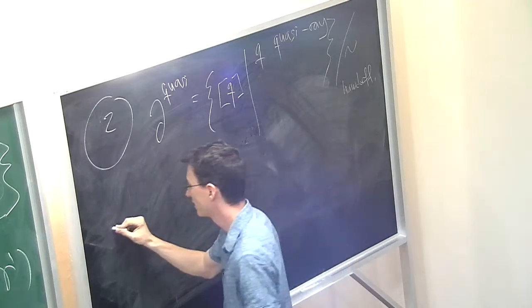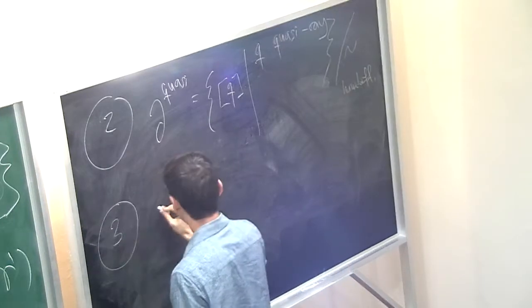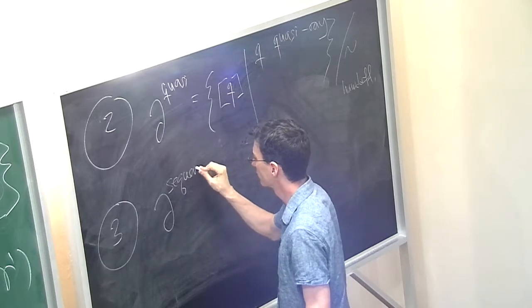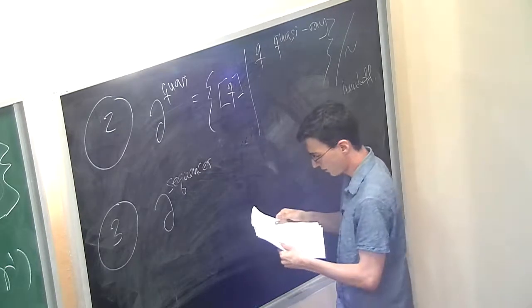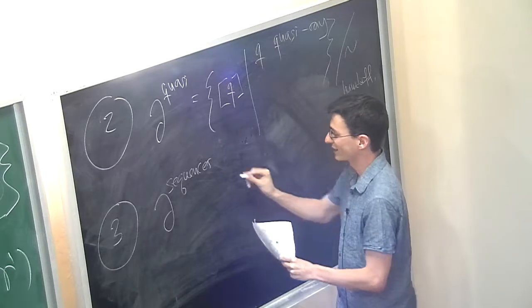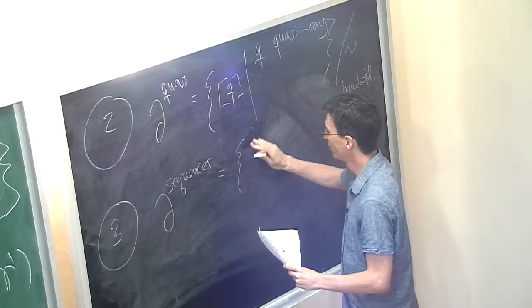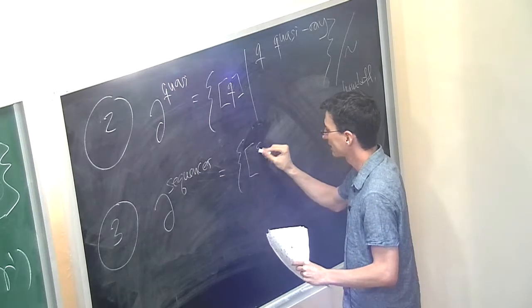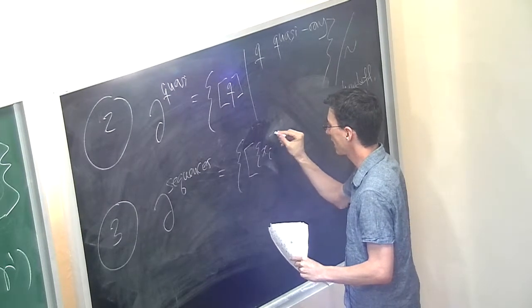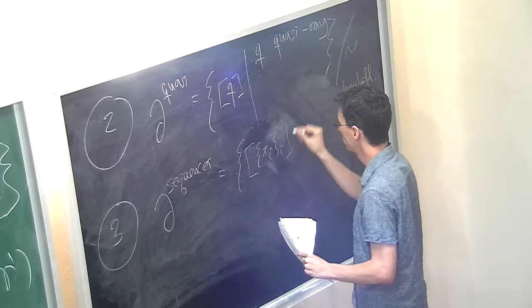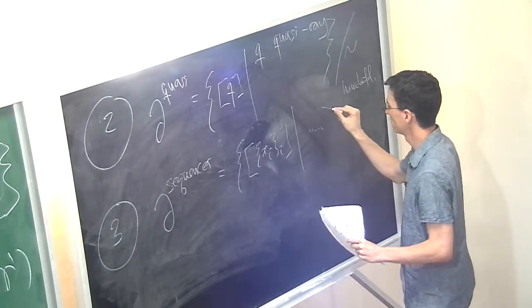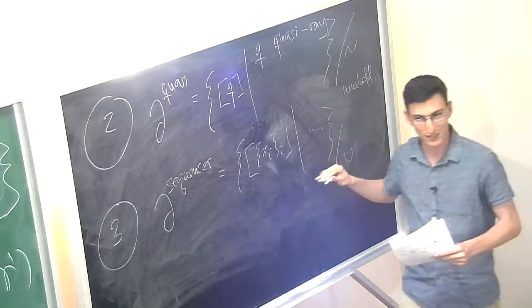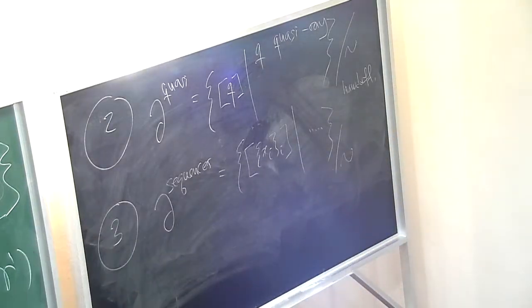And then three: this is going to be sequences. Let's defer that for now, but it's going to be something like this, x_i, for later.